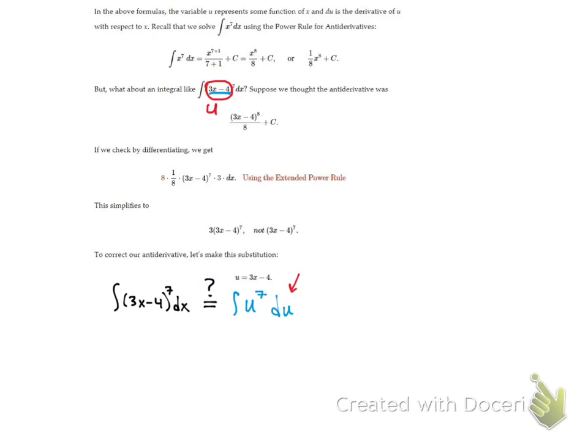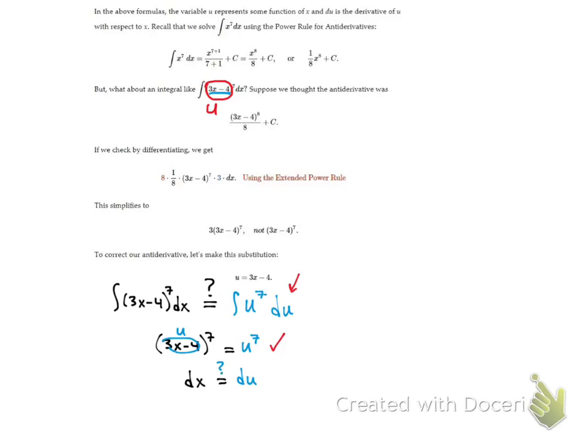So we know for sure that (3x minus 4) to the 7th equals u to the 7th, because 3x minus 4 is exactly u. So we know that these are definitely equal to each other. So this one's good. And we know the integration sign, this and this, they mean the same thing, so that's no problem. So the only problem we have is, does dx equal du? That's what we don't know.